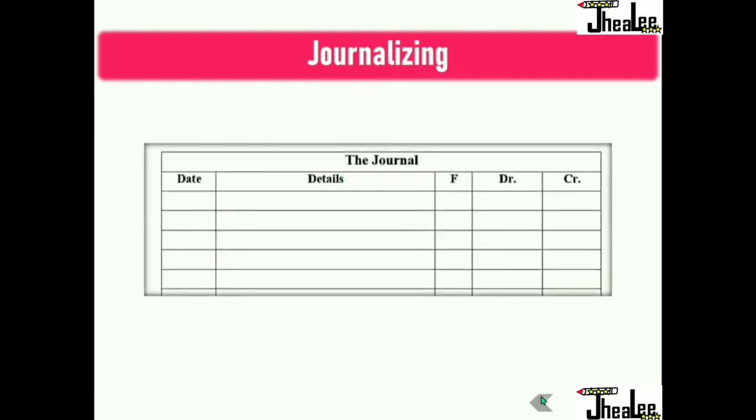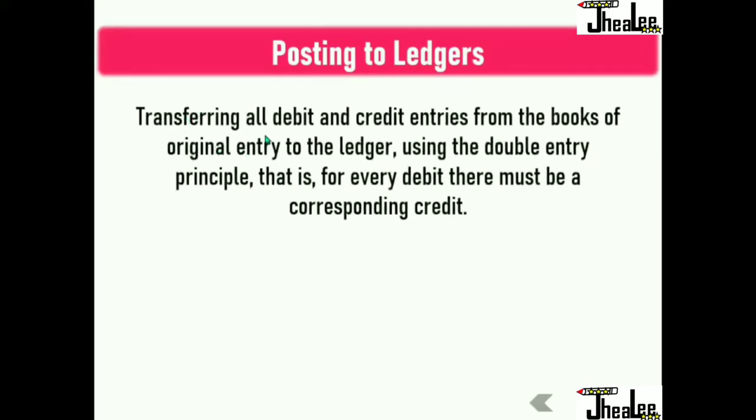We move into the other stage of the accounting cycle, and that is posting to ledgers. What you're doing is transferring all debit and credit entries from the books of original entry to the ledger using the double entry principle.